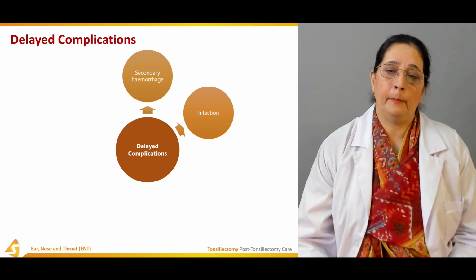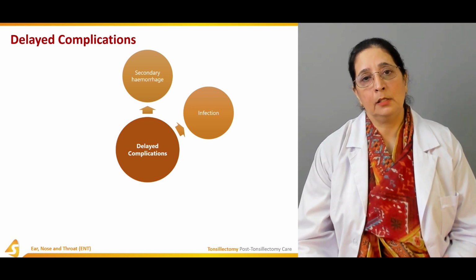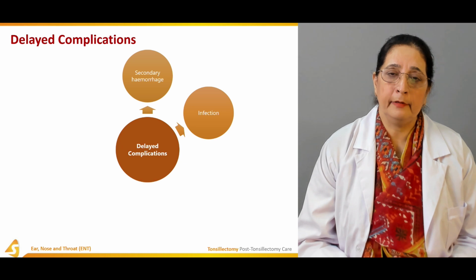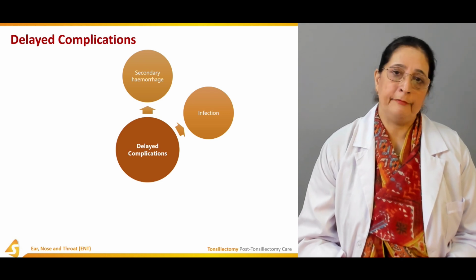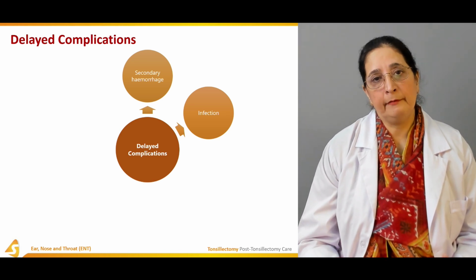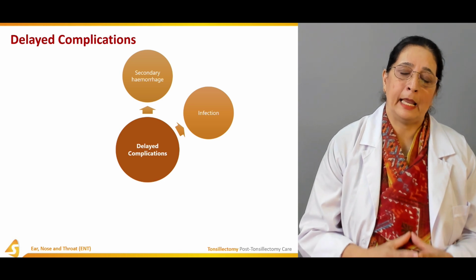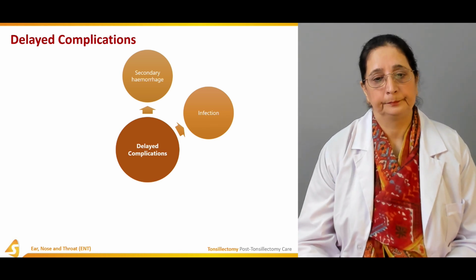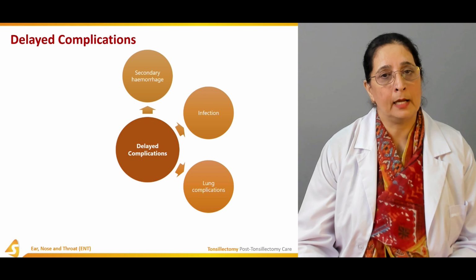Infection, a very common complication of surgeries. If proper post-operative care is not given, and antibiotic coverage is not given, or the patient doesn't use the drugs on a regular basis, infection can occur after any surgical procedure. So if the patient complains of fever and fatigue and pain and it's not going off, it means there is a likelihood of infection present and the patient should be covered with antibiotics. Lung complications can occur as a result of aspiration, so we have lung complications.